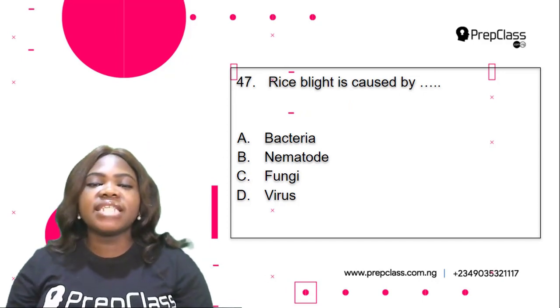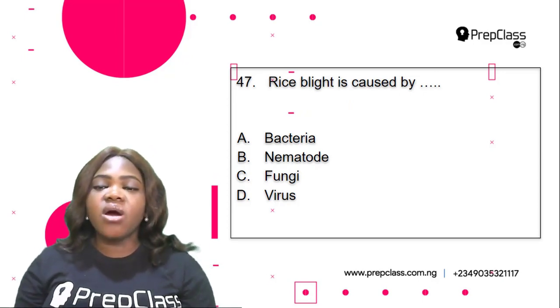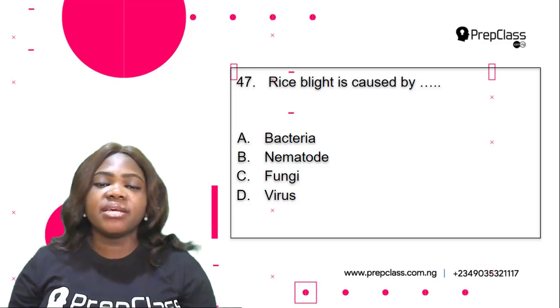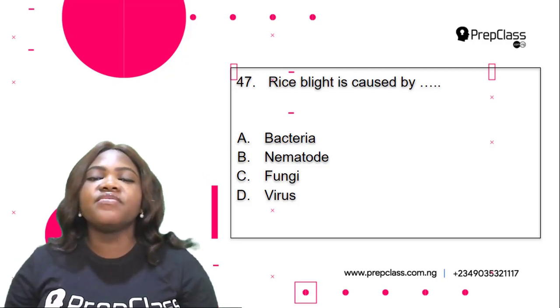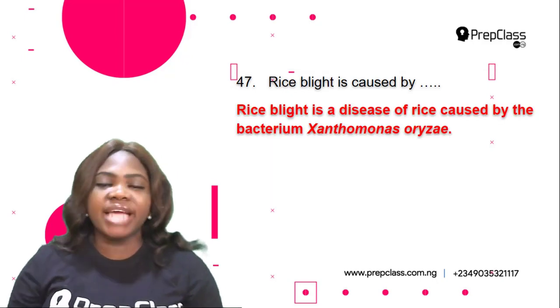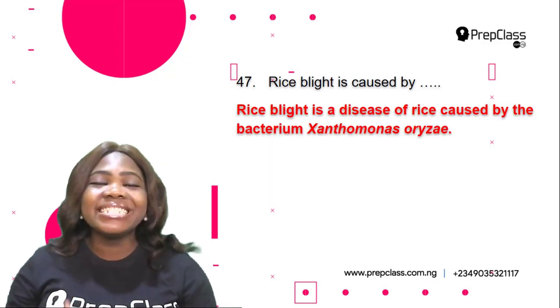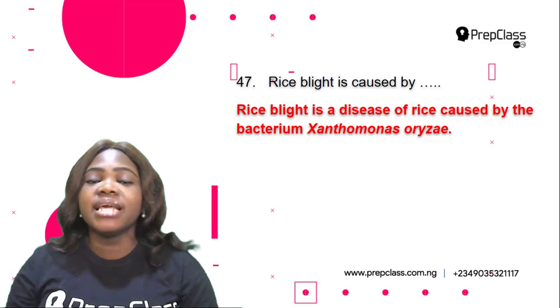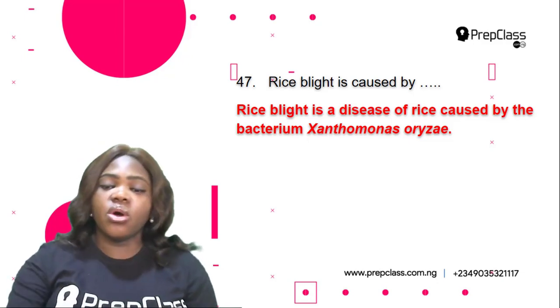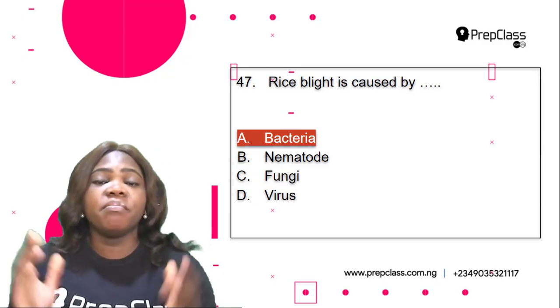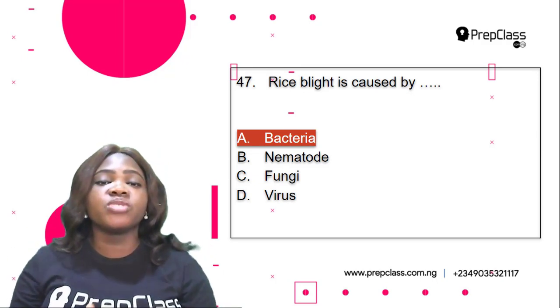So question 47. Rice blight is caused by dash. A. Bacteria, B. Nematode, C. Fungi, D. Virus. First of all, what is rice blight? Rice blight is a serious disease of rice caused by the bacterium Xanthomonas oryzae. So rice blight is caused by bacteria. So the correct option is option A.